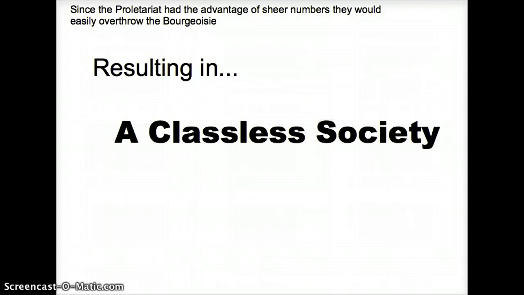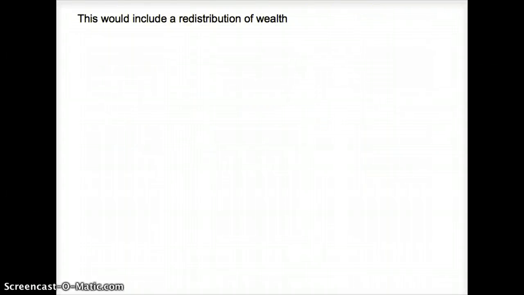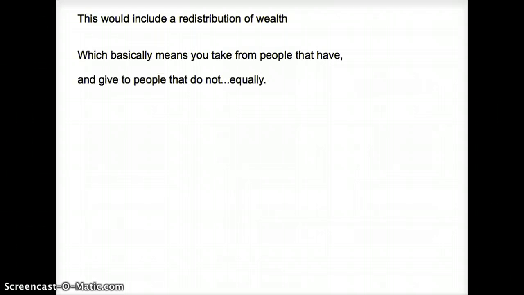Since the proletariat, I just said that, it would result in a classless society. Now this is pretty much the basis of the whole communism Marxist thing, that this class struggle will eventually lead, or it should eventually lead, to a classless society. There's no rich, there's no poor, everybody is pretty much equal. That is going to have to include a redistribution of wealth, which basically means you take from the people that have and you give to the people that do not equally.